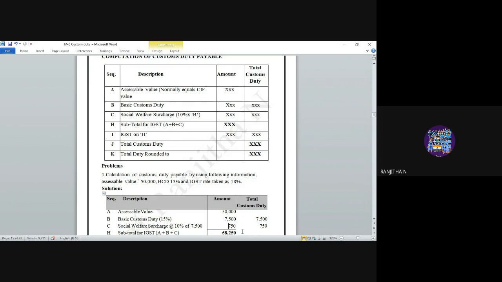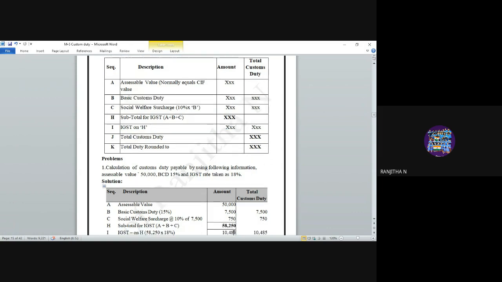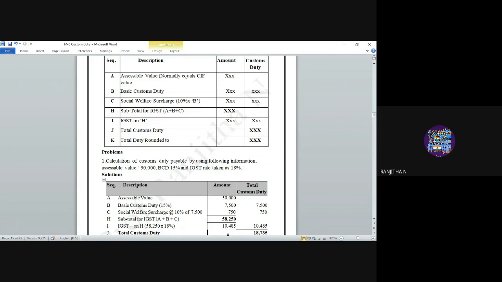And one more process is pending. What is that? We need to charge IGST. Is it right? Go back to the format. See, you can find that on the subtotal we need to charge IGST. Is it right? What is my IGST? 58,000. Oh, sorry. It's not IGST. It is the subtotal. What is my subtotal? 58,250. On 58,250, I'm going to charge 18%, and this 18% is IGST. Calculate the IGST now. 58,250 into 18%. The amount is 10,485. So this will become your IGST.